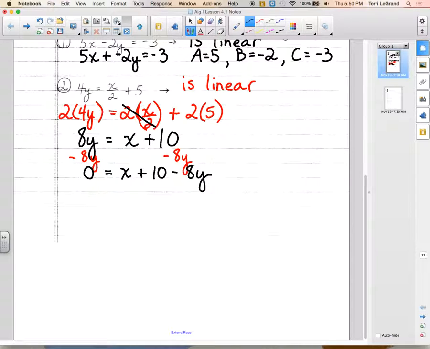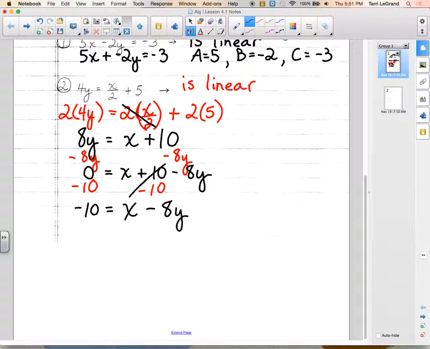Okay, now we get the x's and y's together on the same side. What we need to do now is get that 10 moved over so that constant is by itself on the other side to be in standard form. So we'll subtract 10 from both sides. 0 take away 10, negative 10. X, these guys are gone, and we have subtract 8y.